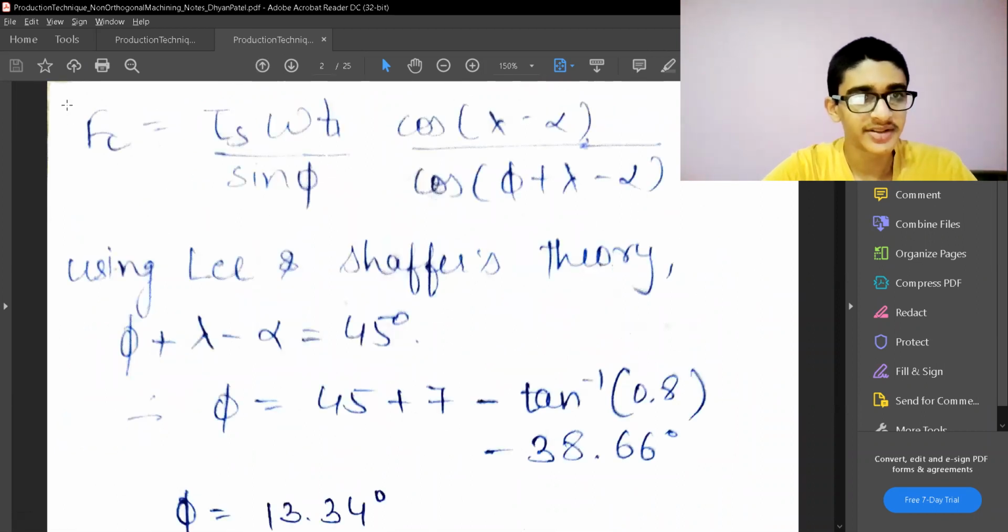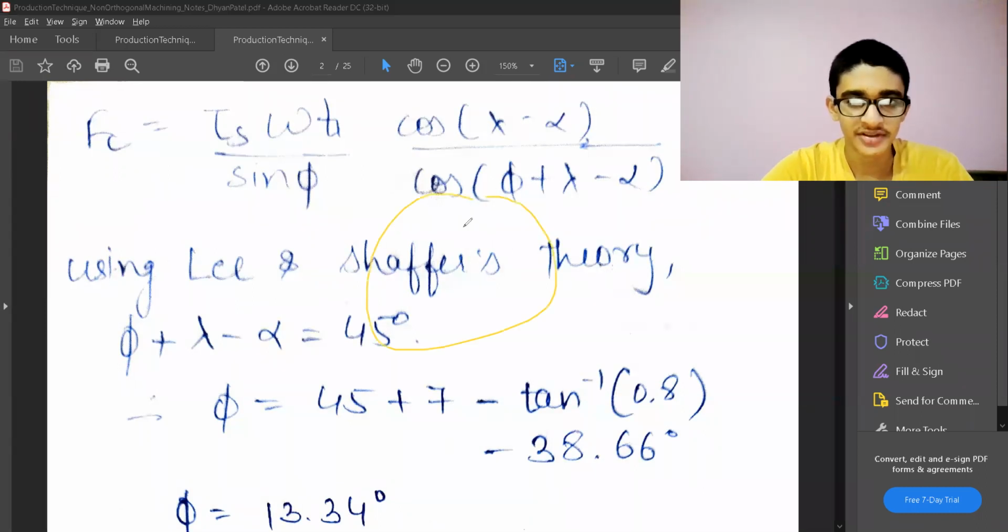So we have Merchant's theory, and we know the cutting force is in terms of shear strength and the area. Shear strength into area gives one part of the force, that is the shear force. And I can convert the shear force to cutting force using trigonometry. Earlier I also explained Merchant's theory, in which we had a circle with different forces drawn on it and angles defined. So using that trigonometry and angle projection, we have come up with the cutting force from there.